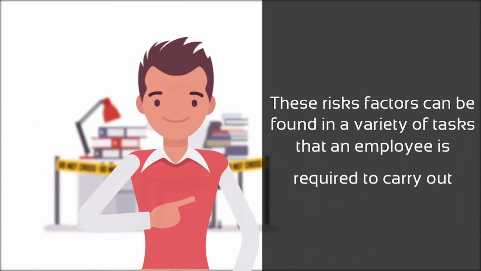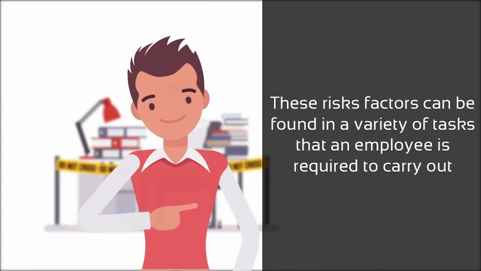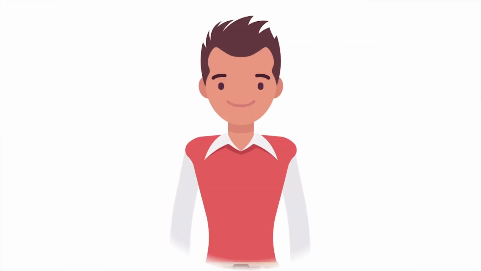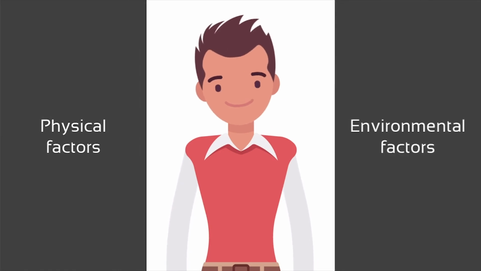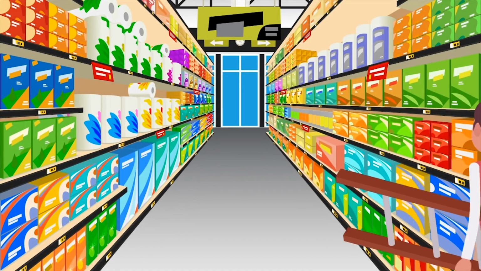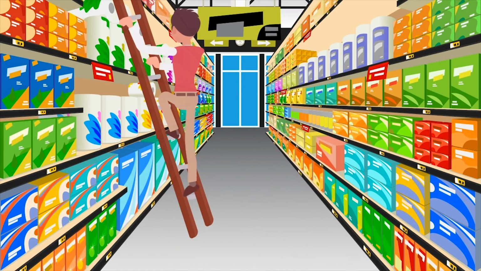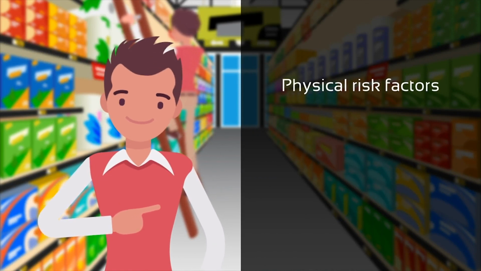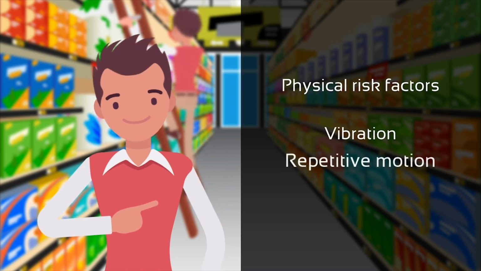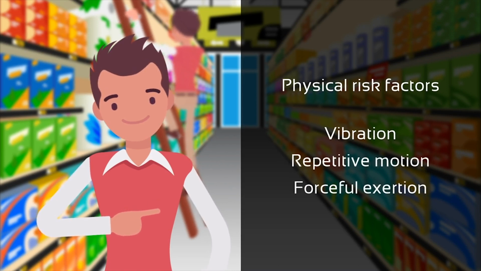These risk factors can be found in a variety of tasks that an employee is required to carry out and can be divided into two categories: physical factors and environmental factors. Physical factors are fundamentally the interactions between the work area and the worker, and include physical risk factors that can lead to ergonomic injuries: vibration, repetitive motion, forceful exertion.